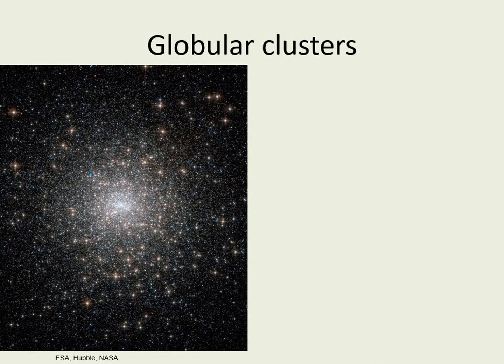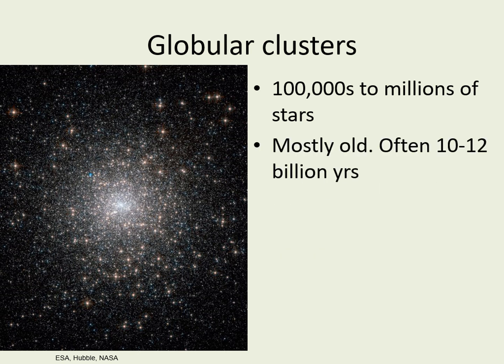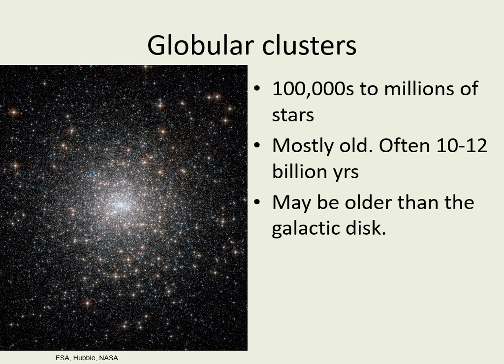Globular clusters are much larger than open clusters and also much older. They can have hundreds of thousands to over 1 million stars. In most cases, they're 10 to 12 billion years old, making them some of the oldest stars in our galaxy. As we'll see later, most of them may have formed before the disk of our galaxy. The name comes from their shape. They're almost always roughly spherical or globe-shaped.